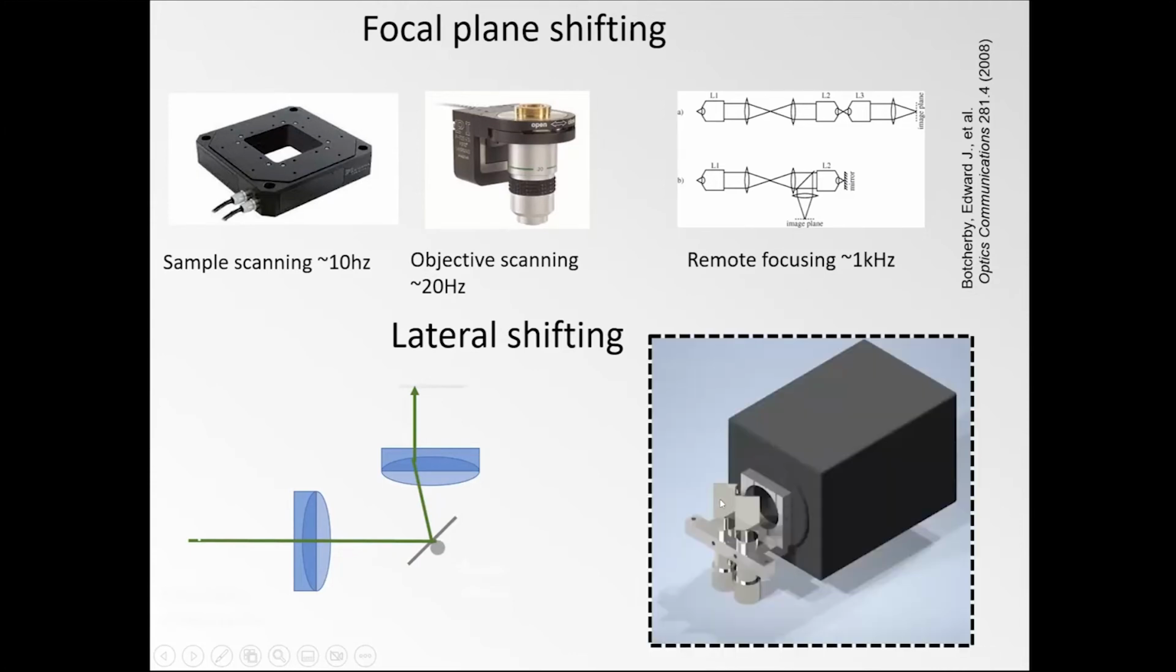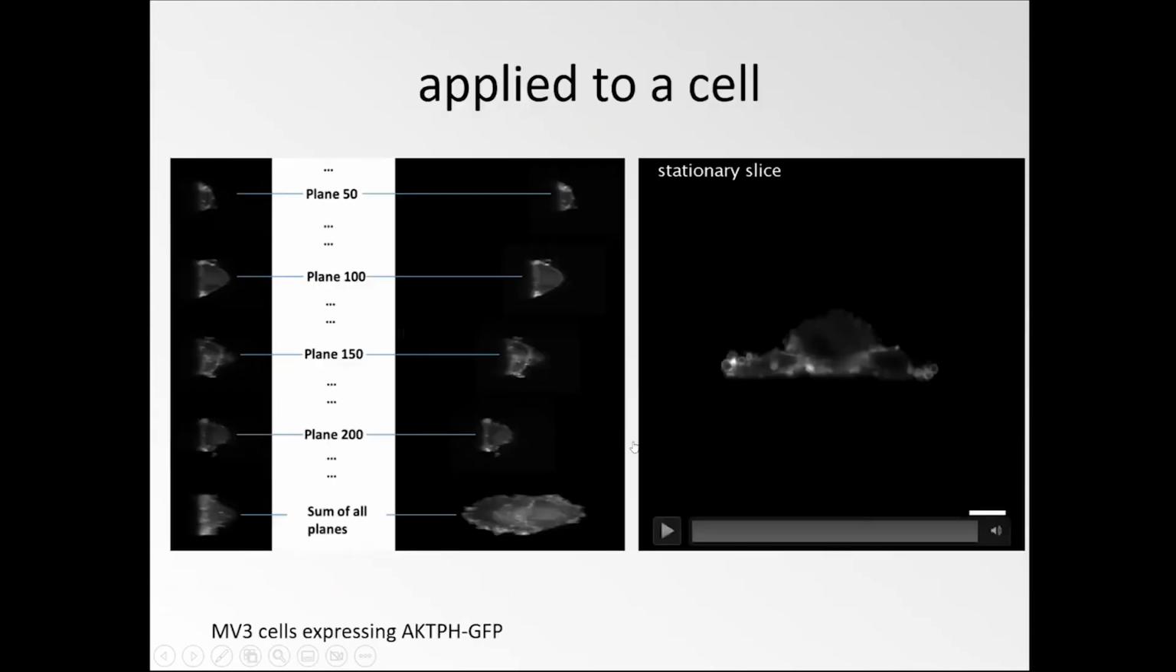And this is essentially what we put in front of the camera: two galvos that can translate the image. And this is what you could do. If you acquire a stack and sum the images along the stacking direction, you get one projection. But if you shift each image a bit to the side, you actually get a different view.